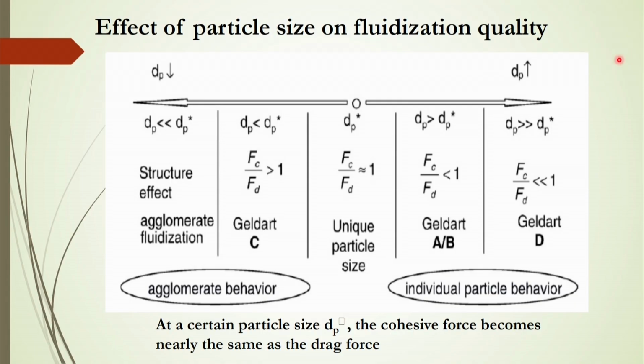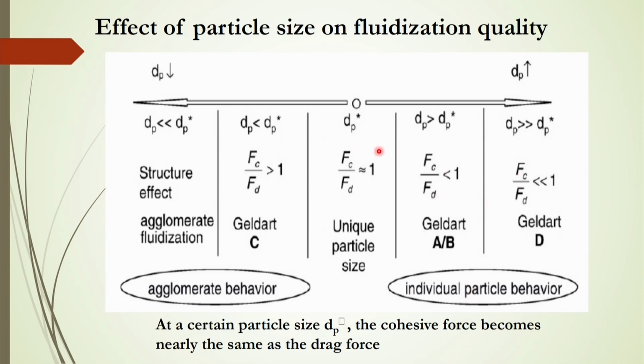Effect of particle size on the fluidization quality: how this particle size, based on these forces, will affect the fluidization quality. If you see this, if you decrease the particle size, the agglomeration behavior will increase. If you increase the particle size, agglomeration will decrease, whereas the individual particle behavior will increase. Okay. So, points.